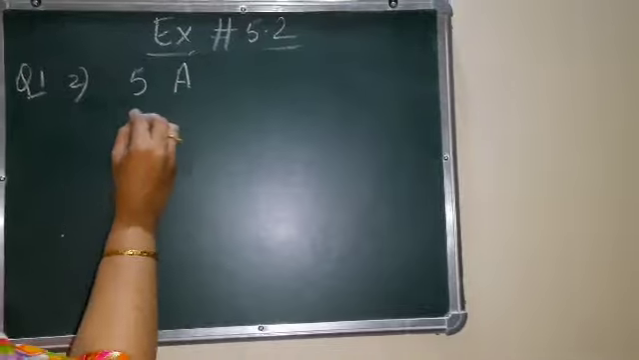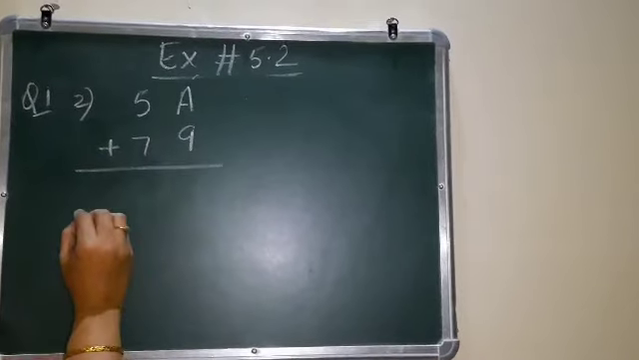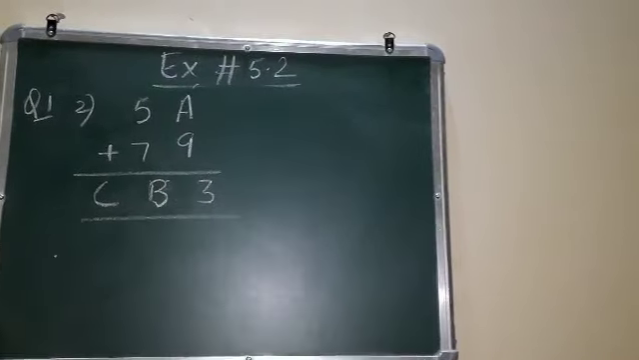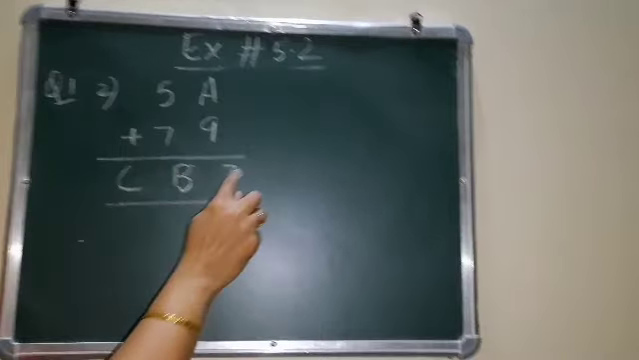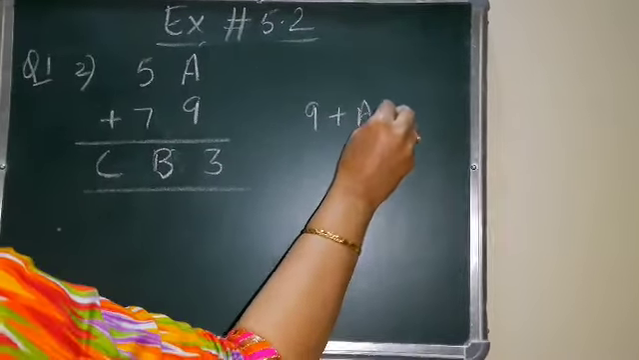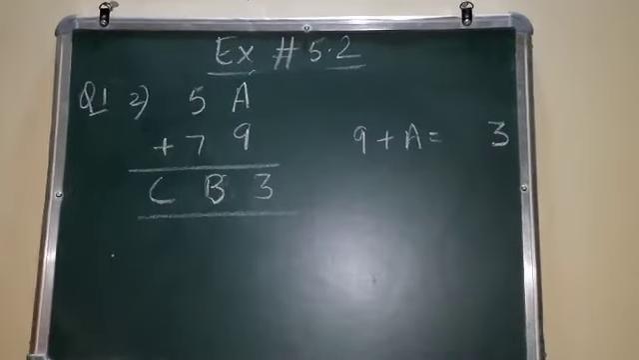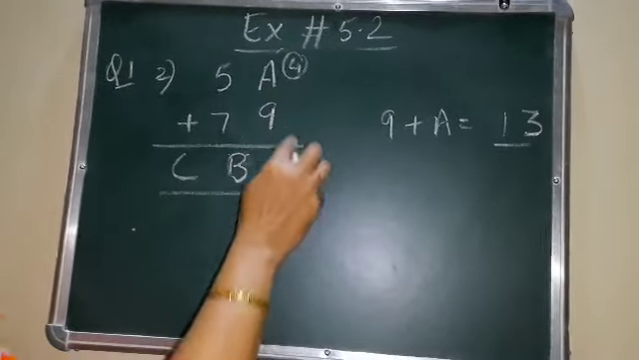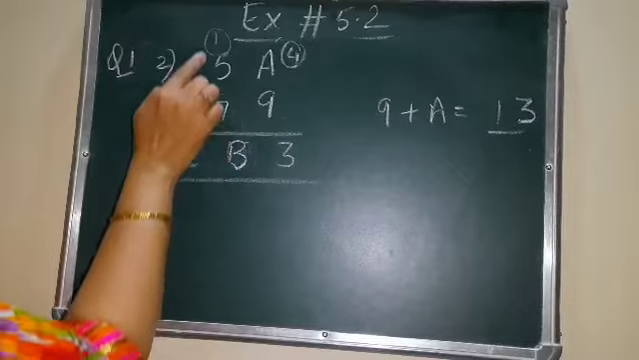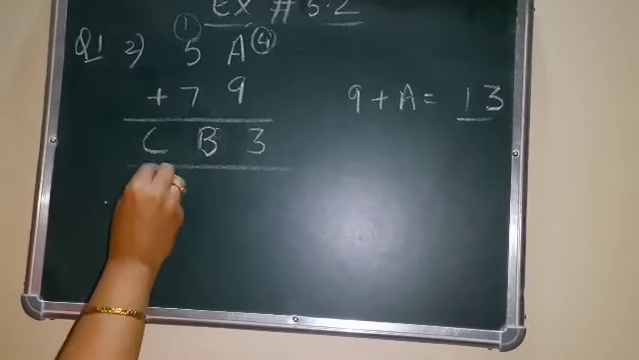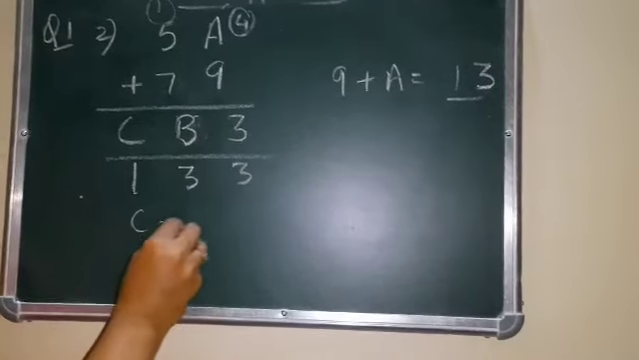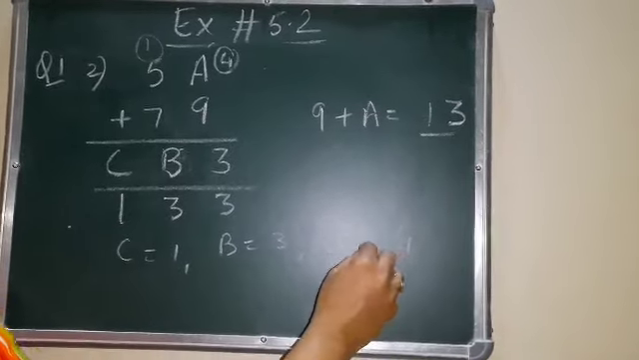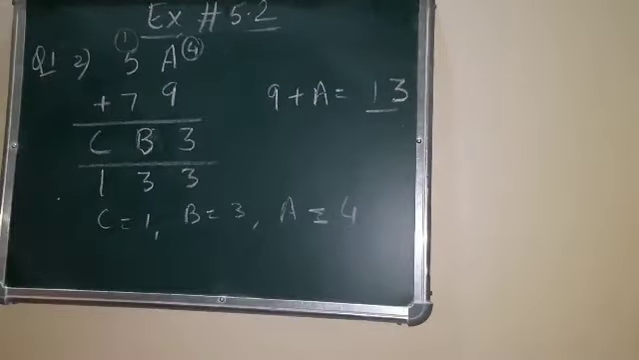5A7 plus 9, and your answer is CB3. Now see, 9 plus dash is 3. 9 plus A, we want unit digit 3. So unit digit 3 means I want 13. So how will you get 13? When you add 4 to it. So 9 plus 4 is 13, 1 carry, and it will be 5 plus 1, 6 plus 7, 13. So your C will be 1, B is 3, and your A is 4. So this is the answer. This is a simple question. Let's have one more part.